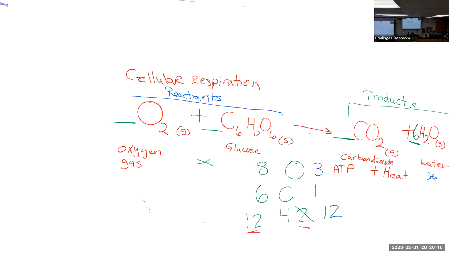Okay. Now let's look at my carbons. I have 6 over here, and I have 1 here. So what can I multiply this by so that it doesn't 6? I multiply it by 6. I'll put a 6 right here.